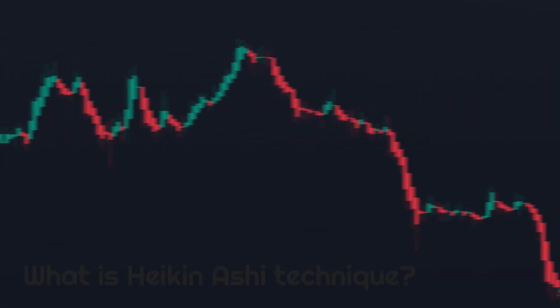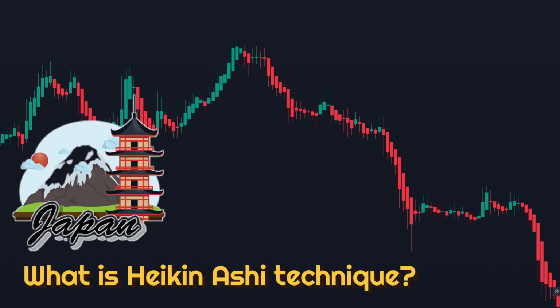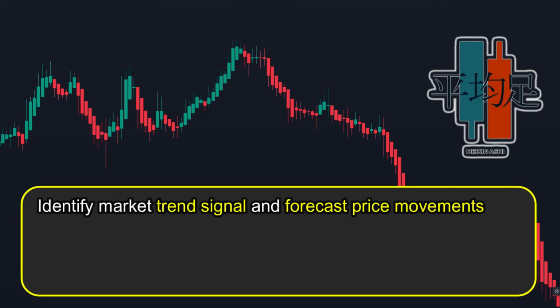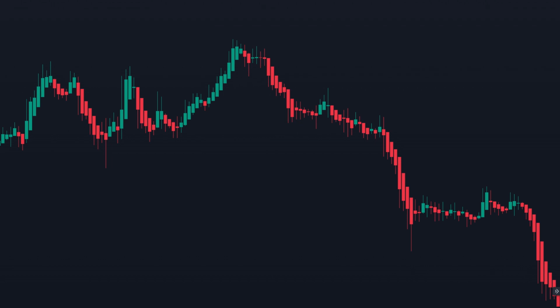And now, what is the Heikin Ashi technique? The Heikin Ashi technique is a Japanese candlestick-based technical trading tool that uses candlestick charts to represent and visualize market price data. It is used to identify market trend signals and forecast price movements. The Heikin Ashi method uses average price data that helps to filter out market noise. The absence of market noise results in a clear illustration of market trends and direction, which helps determine potential price movements. The trading technique assists traders in identifying when they should hold on to a trade, then pause a trade or identify if a reversal is about to occur.